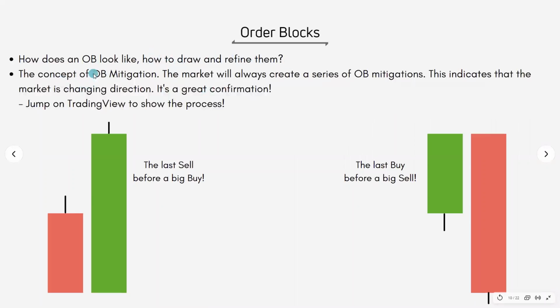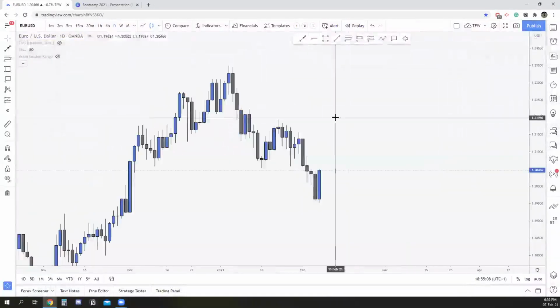The concept of order block mitigation, right? I told you and I explained why the order blocks are mitigated. What is mitigation? Basically the retest of an order block. This is when the banks are closing their position at break even, let's say, and enter new ones, right? So let's jump on TradingView. Basically, an order block is the last sell before a big buy and the last buy before a big sell, right? So let's just jump on the market to show you how we draw the OBs.